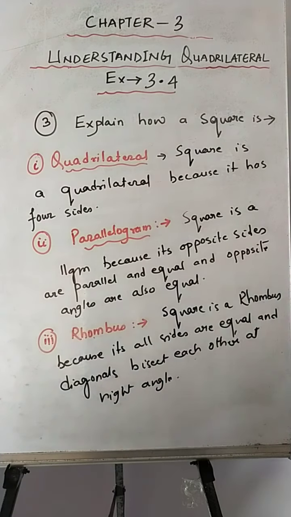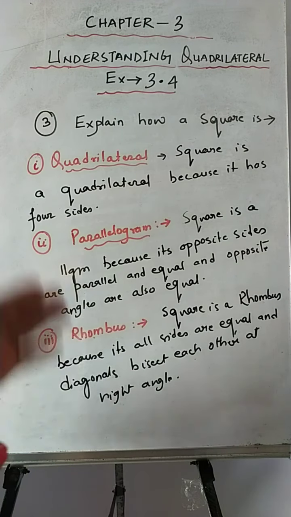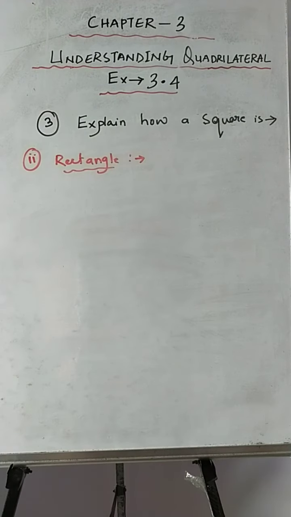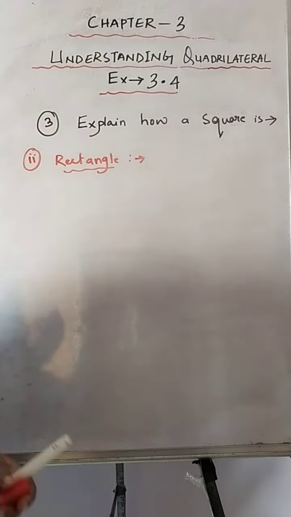Understood? Because of these two properties, we can say that square is a rhombus. Now, this fourth part is why square is a rectangle. Why is square a rectangle?